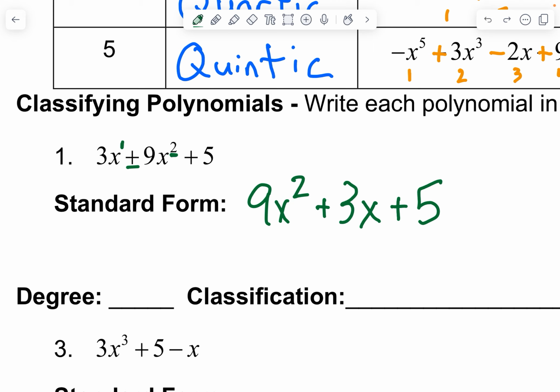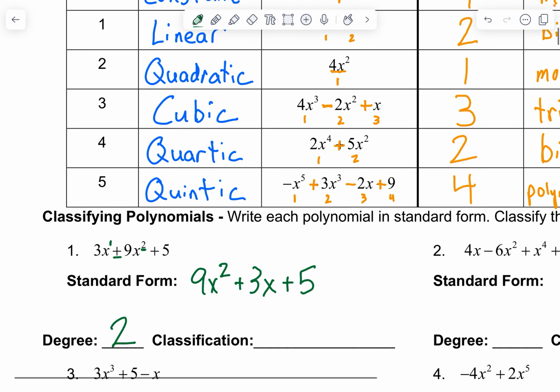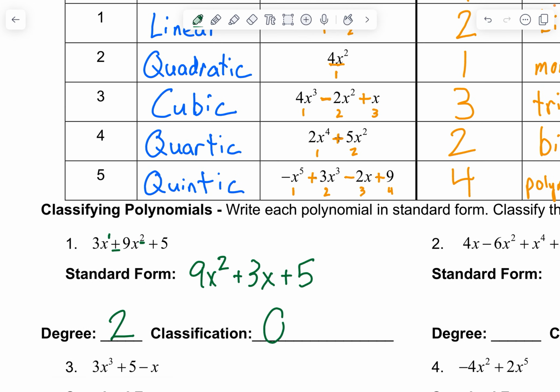Now, my highest exponent here is this 2. So I'm going to put a degree of 2. And then from our list above, if your degree is 2, that makes this a quadratic. Okay, that one, not too bad.